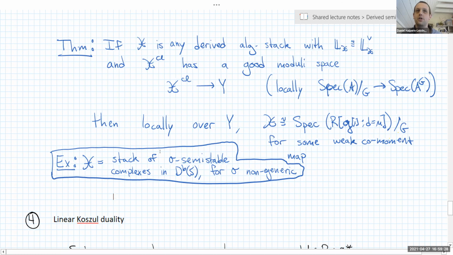It just sort of is what it is. But you can show that it has a good moduli space. And the point is that then you can use this result to say that for the non-generic stability condition, Étale locally, you have this nice form.